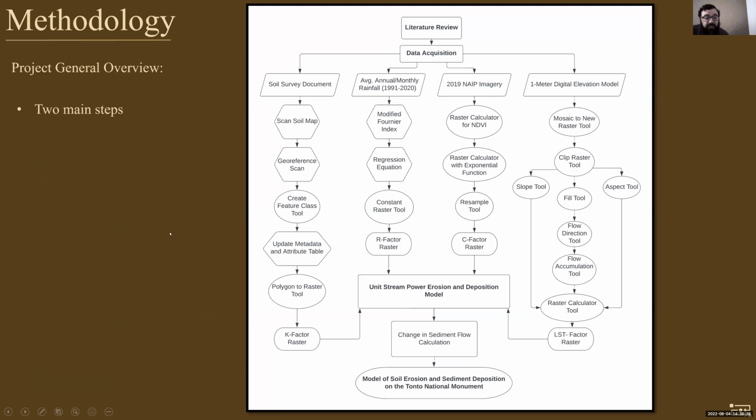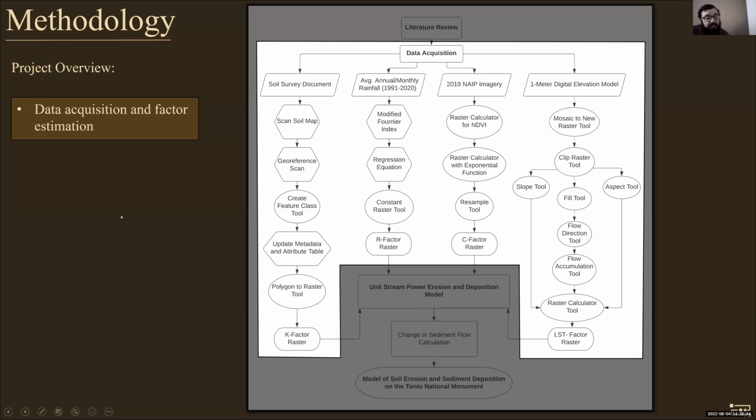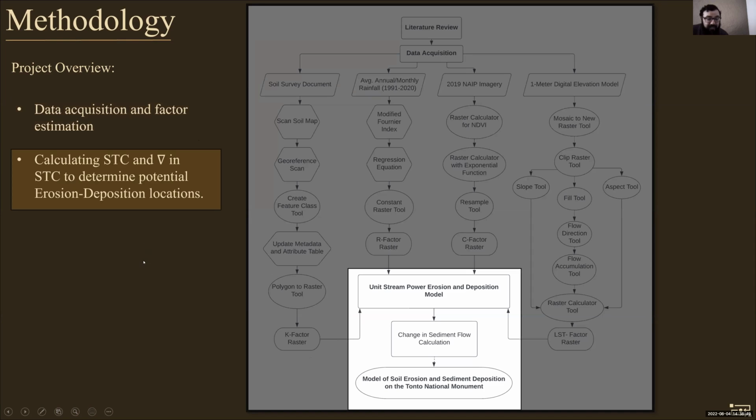This is what the overall project looked like. This is the overview of the steps. Essentially, it occurred in two main steps. The first step was data acquisition, pre-processing and factor estimation. The second step was actually calculating sediment transport capacity flow and the divergence in sediment transport capacity flow.